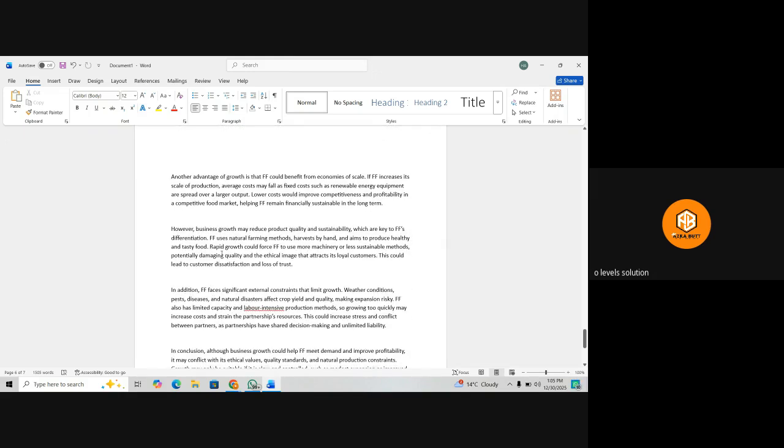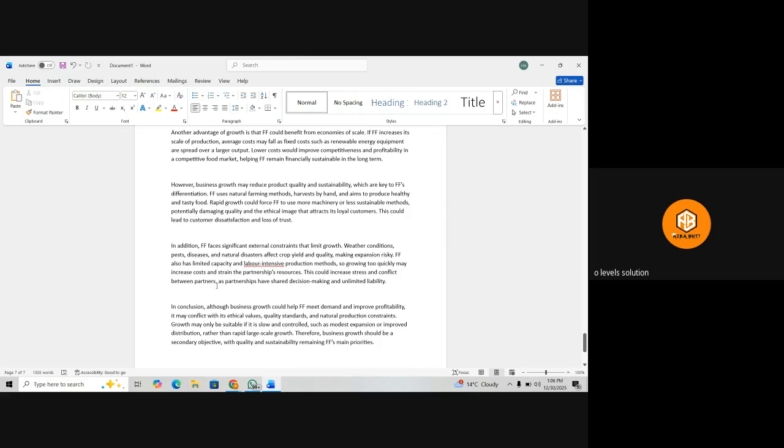However, business growth may reduce the product quality and sustainability, which are key to FF's differentiation. FF uses natural farming methods, harvests by hand, and aims to produce healthy and tasty food. Rapid growth could force FF to use more machinery and less sustainable methods, potentially damaging quality and the ethical image that attracts its loyal customers. So this could lead to customer dissatisfaction and loss of trust.